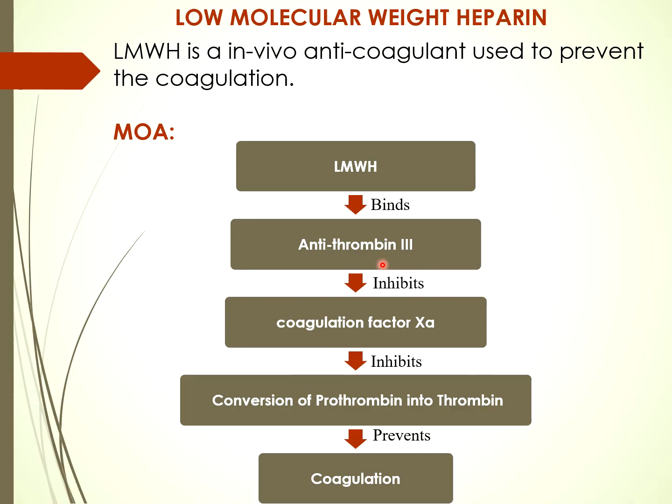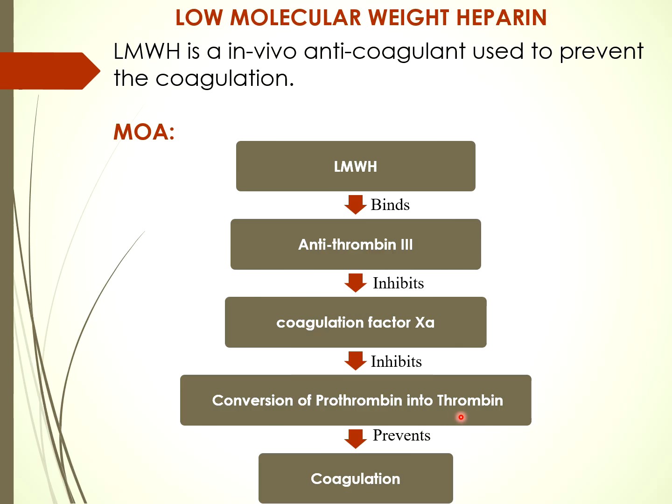This antithrombin 3 is a naturally occurring protein usually involved in reducing the coagulation, meaning it acts as an anticoagulant. After binding with the low molecular weight heparin, antithrombin 3 is activated and it inhibits coagulation factor 10A. Due to inhibition of coagulation factor 10A, there is inhibition of conversion of prothrombin into thrombin. This thrombin is required for the formation of fibrin.